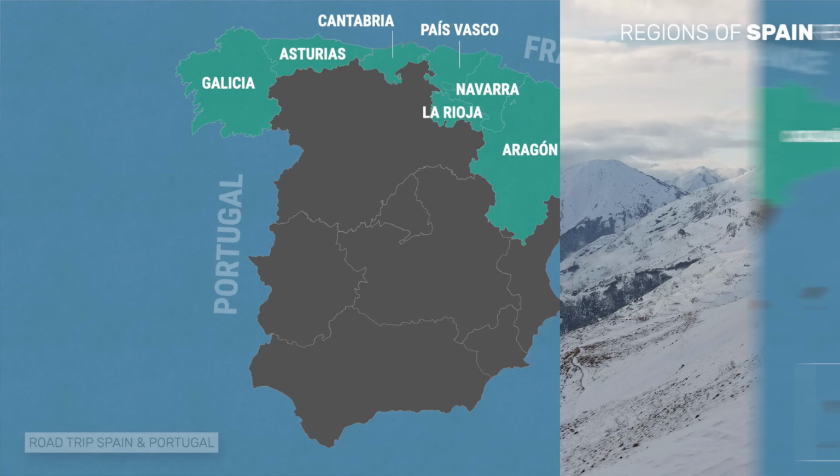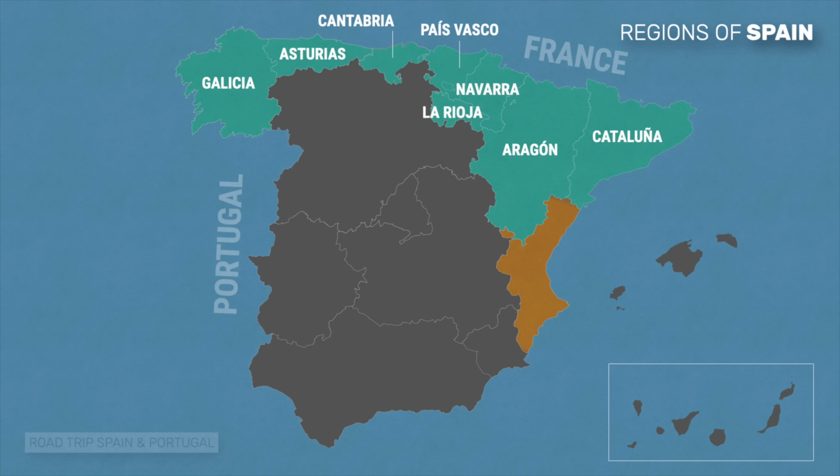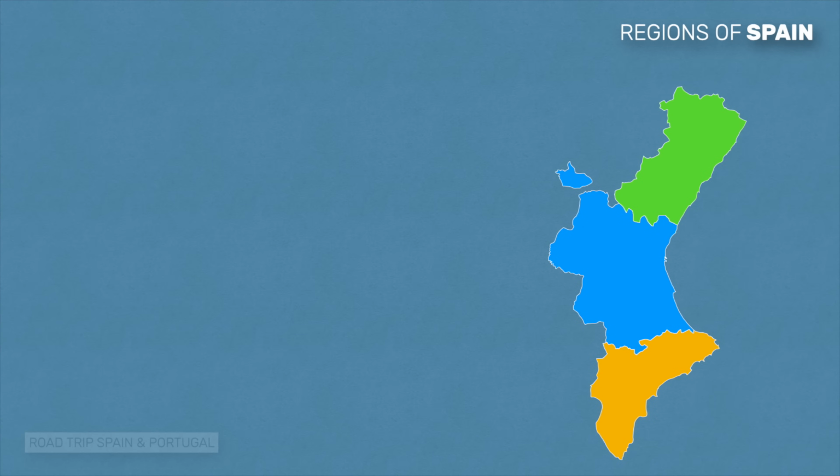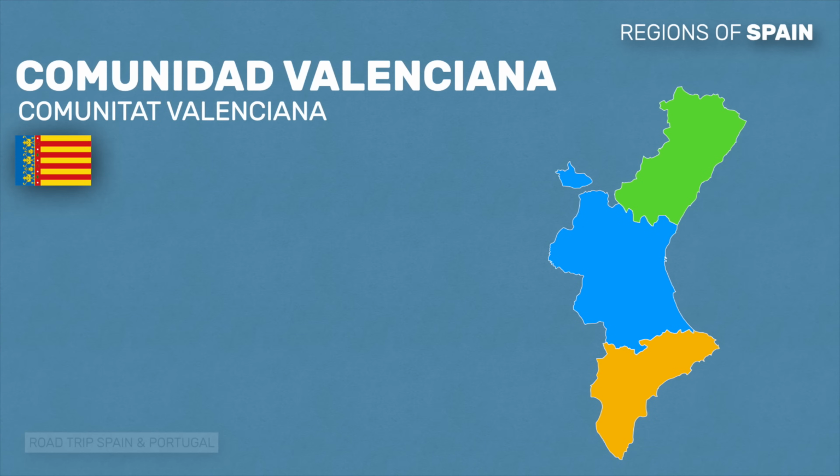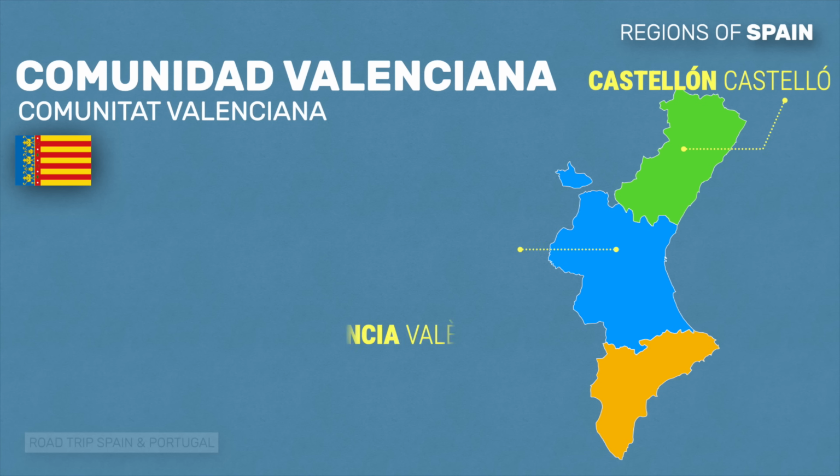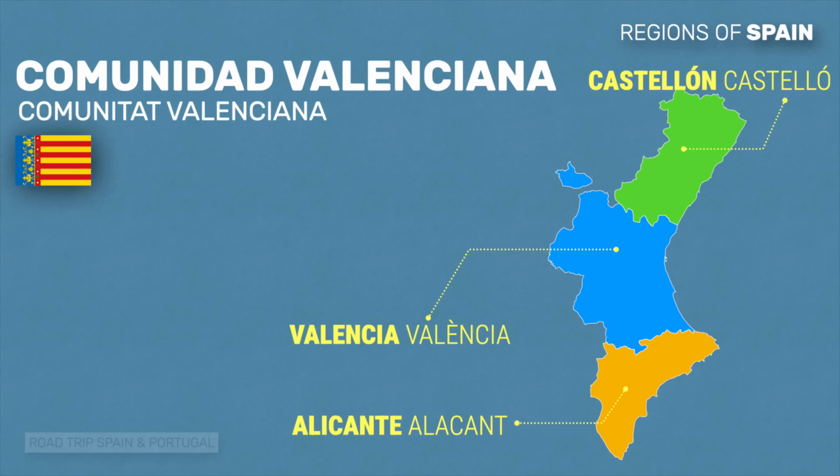South of Catalonia, following the Mediterranean coast, is the Valencian community. In the Comunidad Valenciana, 2 official languages are spoken, Spanish and Valencian. It is divided into 3 provinces, from north to south: Castellón, Valencia and Alicante. The names of the provincial capitals are Castellón de la Plana, Alicante, and its capital is Valencia.